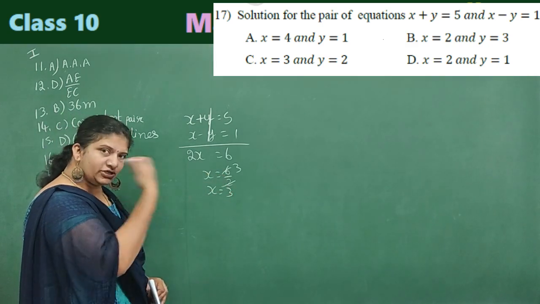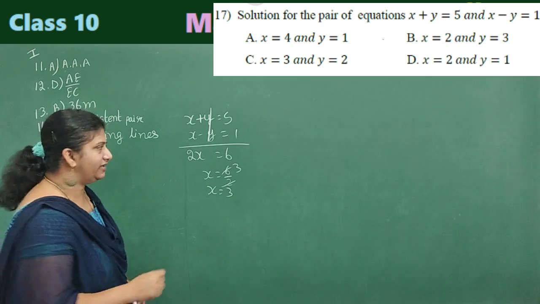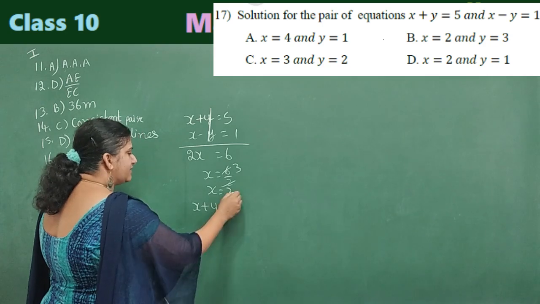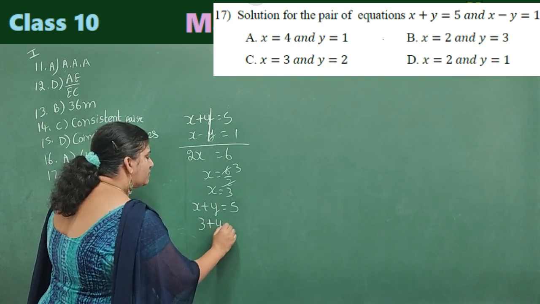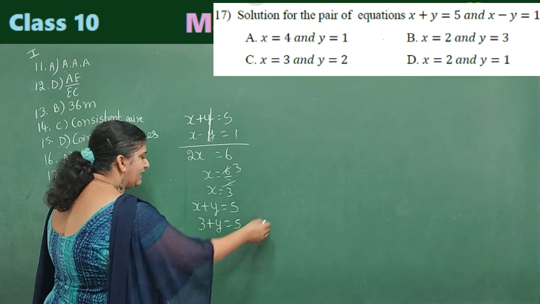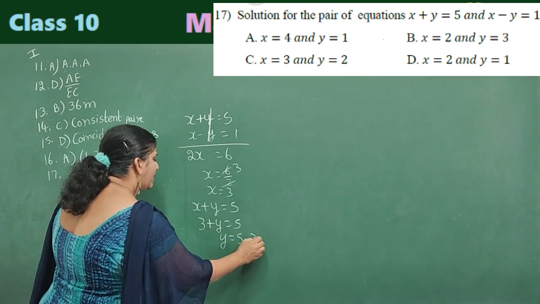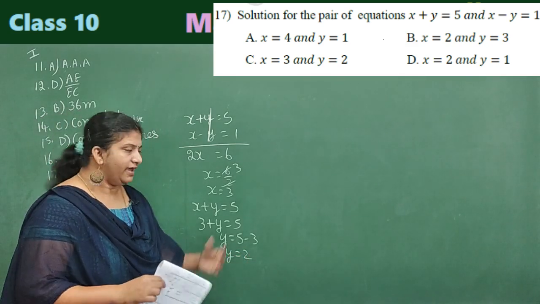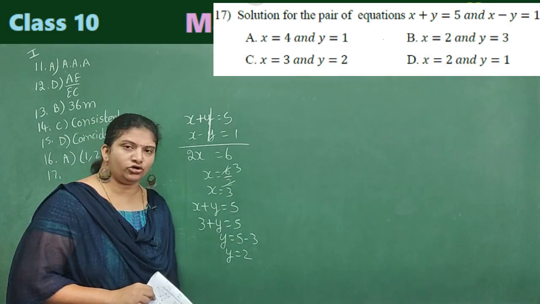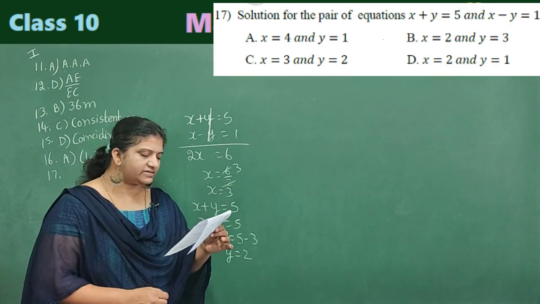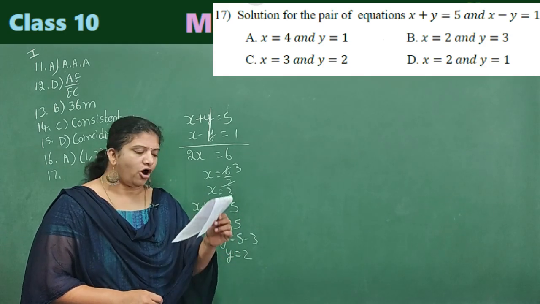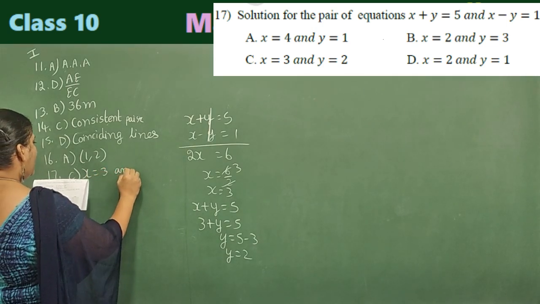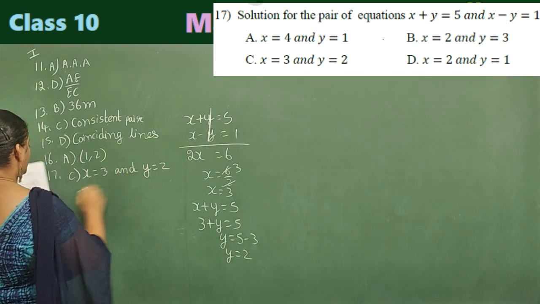This x value substitute in any one of the equations. Let me go with the first one. X plus y is equal to 5. Substitute x value 3. 3 plus y is equal to 5. Send this 3 other side. Y is equal to 5 minus 3, y is equal to 2. Therefore, the solutions are x is equal to 3 and y is equal to 2. Check for the answer. Option C, x is equal to 3 and y is equal to 2.